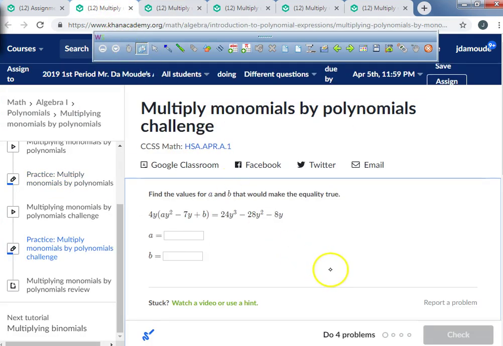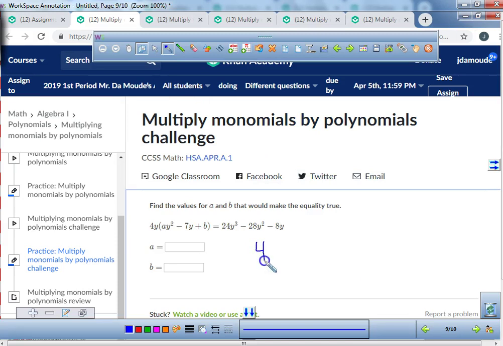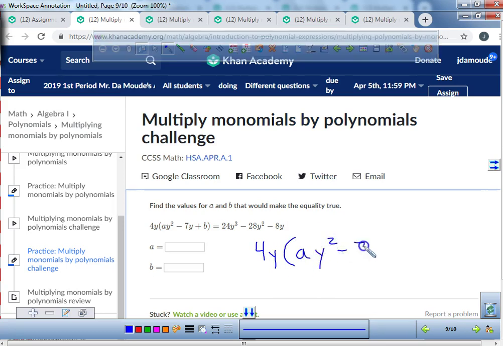Alright, here we go. Last one. Oh my goodness gracious. This is a good one for you guys to write down. So right now, I'm going to go ahead and pause it. I want you guys to write it down. Alright, so here we go. Here's what I have. I have a big old 4y. I'm going to open up a parentheses. I'm going to put in a y squared minus 7y plus b close parentheses equals.